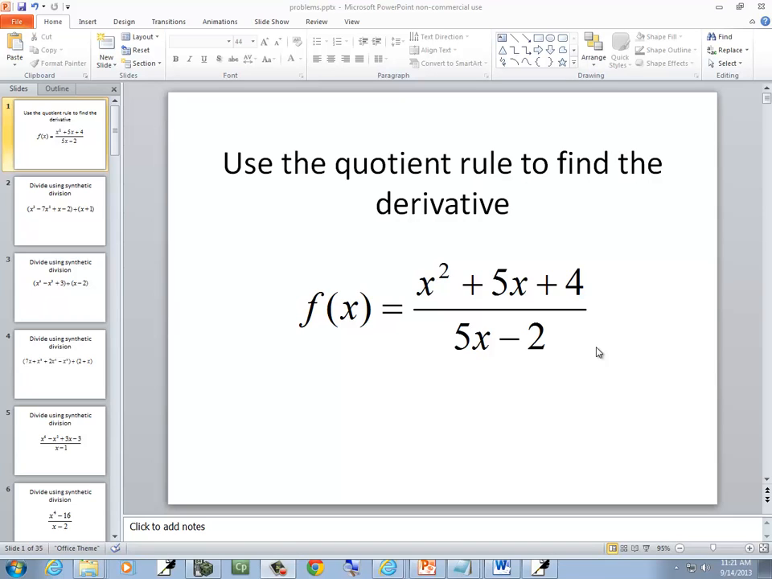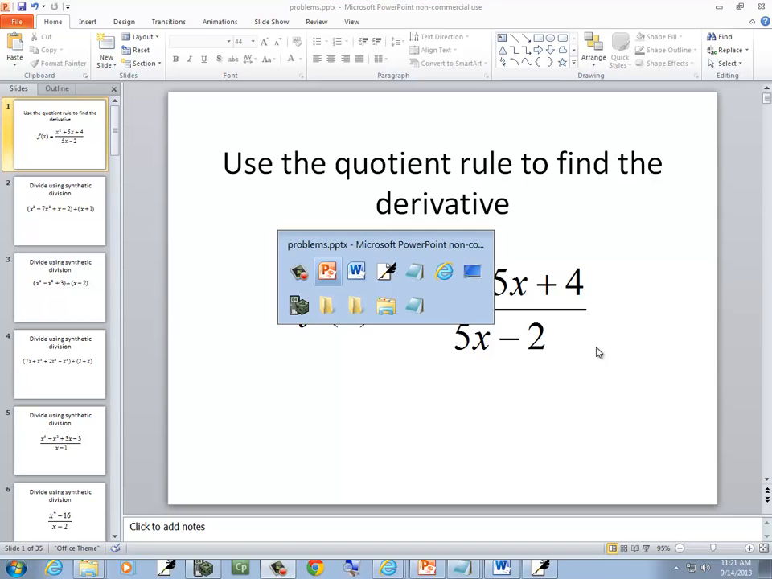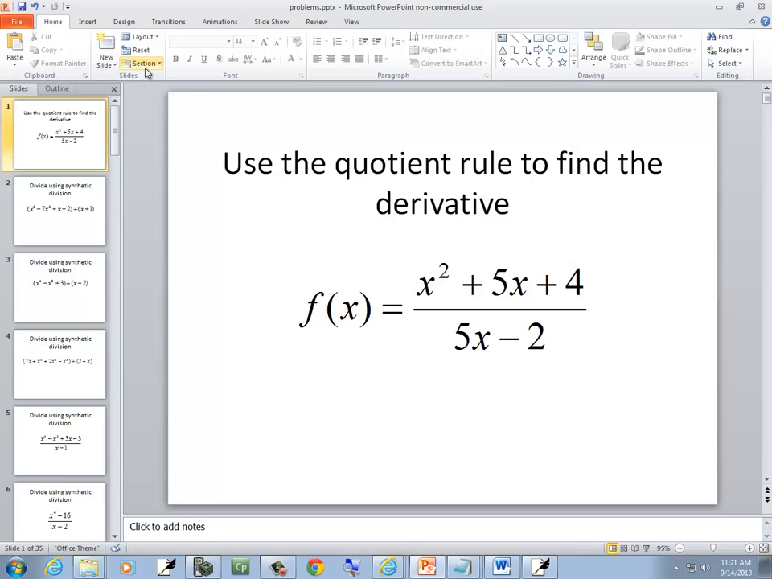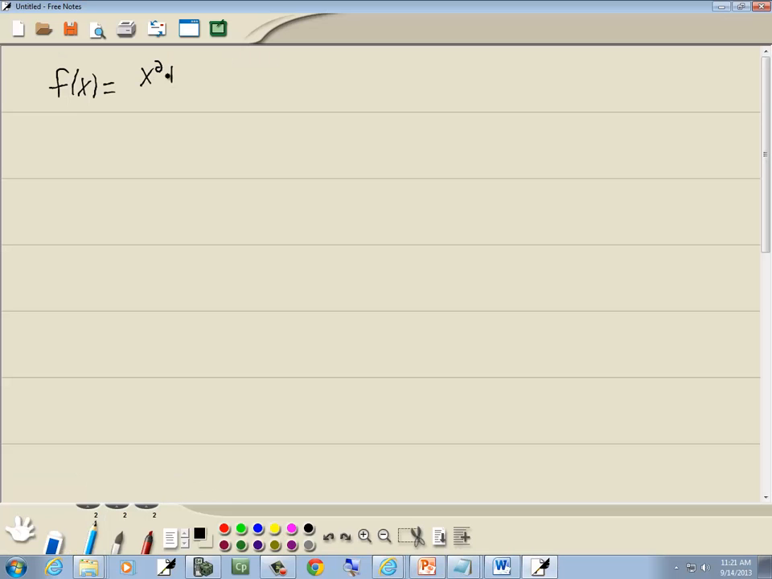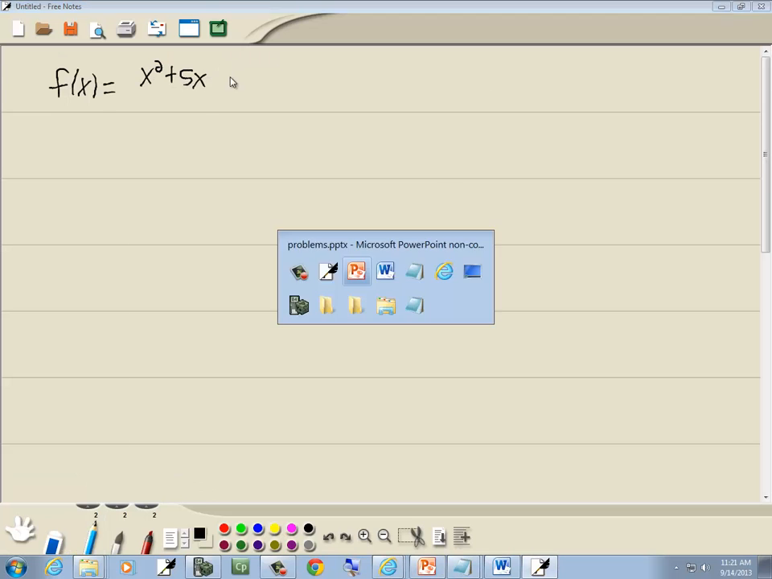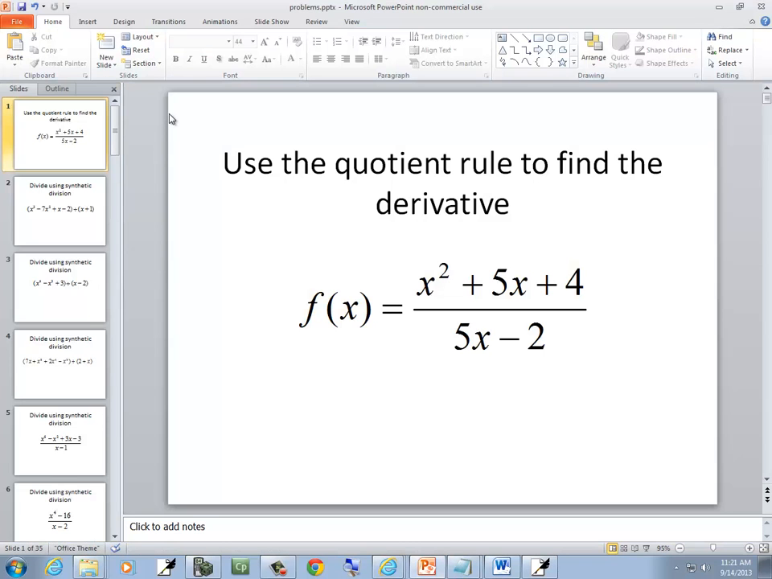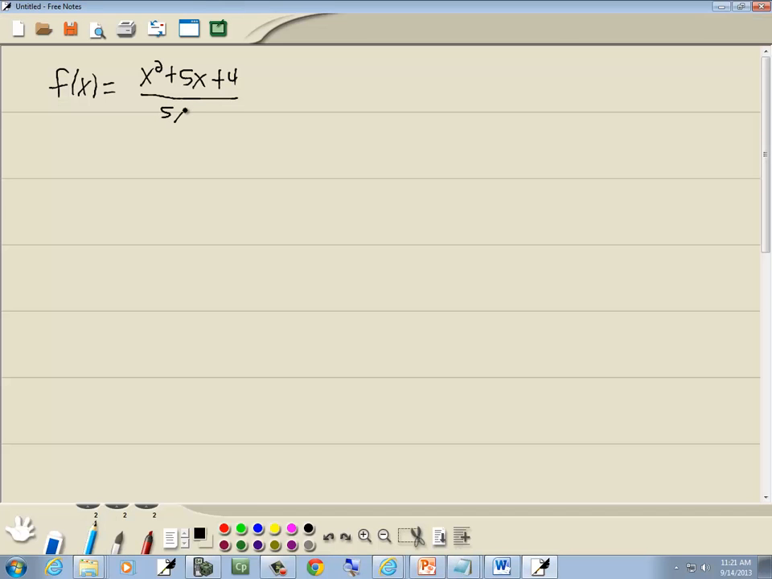In this problem, we want to use the quotient rule to find the derivative. So we have f of x is equal to x squared plus 5x plus 4, all over 5x minus 2.